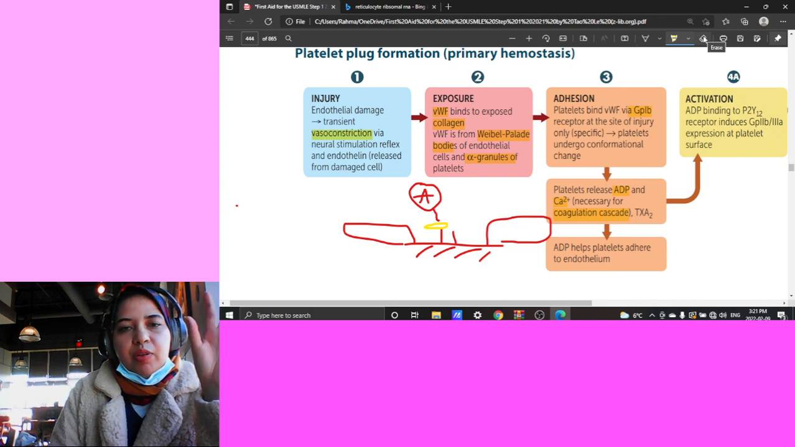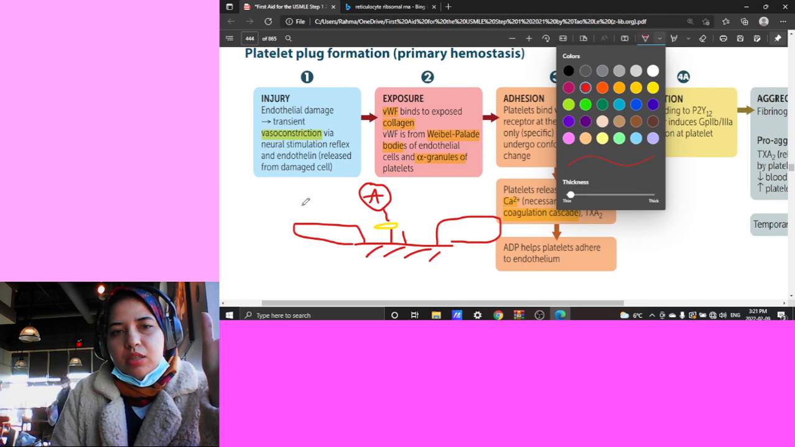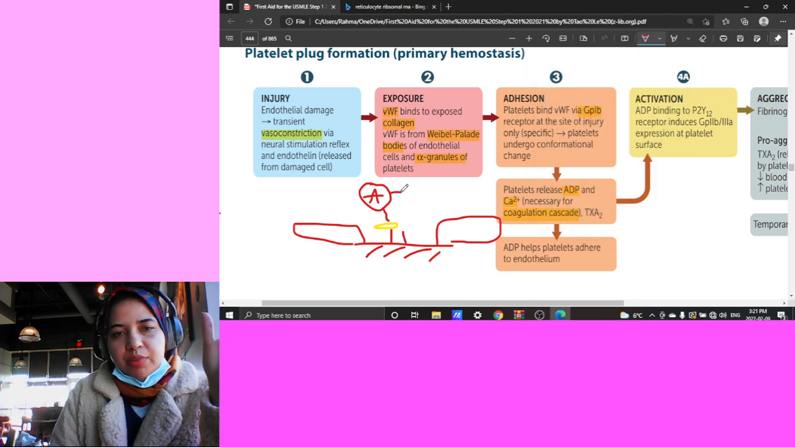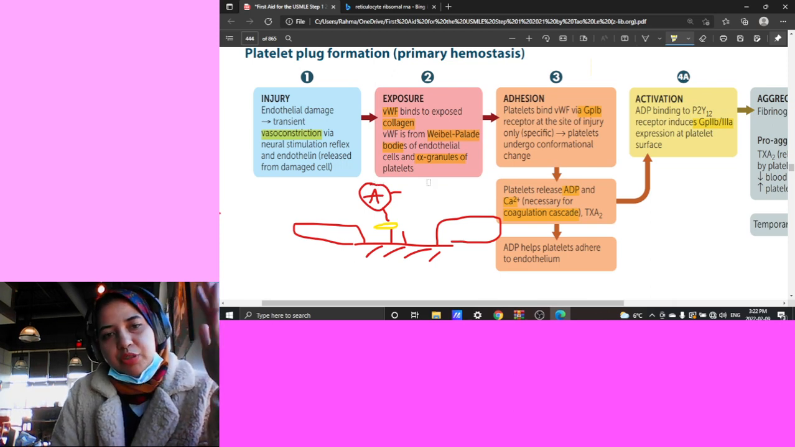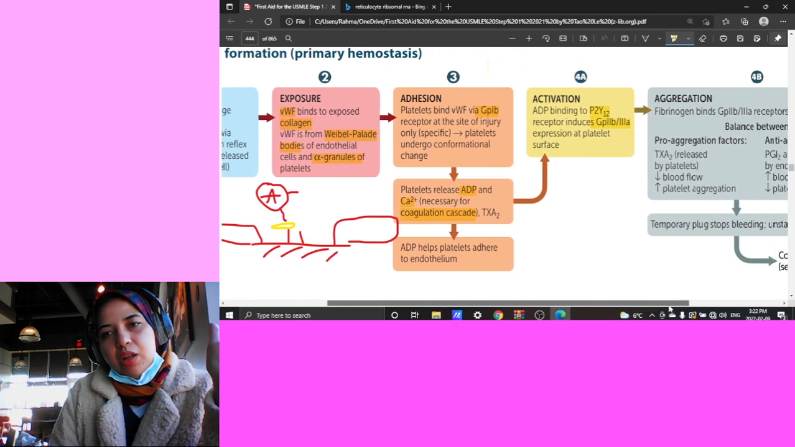So now that we've adhered and activated, what happens in activation is a receptor is going to show up on here called GP2B3A, and that is due to activation, which triggers the P2Y12 receptor. So you have ADP. That ADP that was released is going to induce P2Y12, which is going to induce GP2B3A. So we have a lot of things to think about right now in terms of pharmacology.